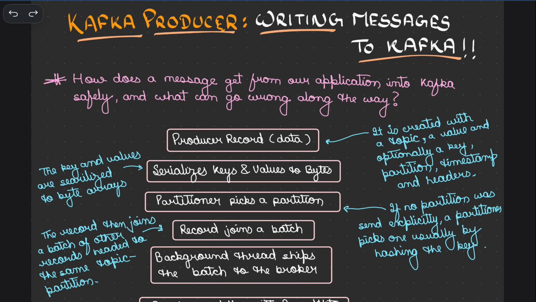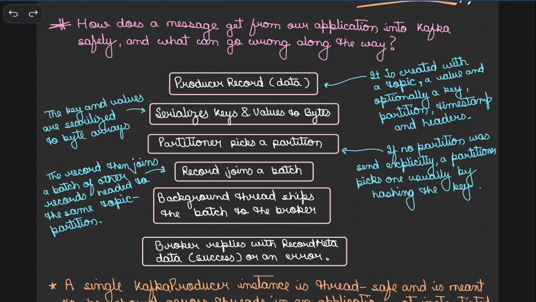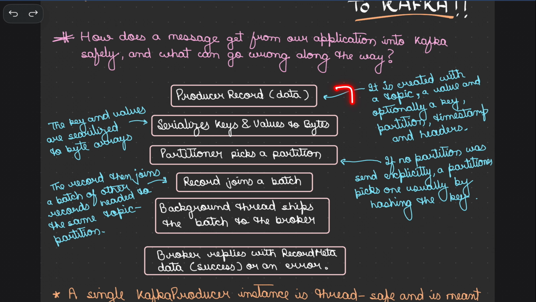Okay, so the first question is, how does a message get from our application into Kafka safely, and what can go wrong along the way? How does the message travel to Kafka safely and to the consumers? What is the process? Let's explore one by one. This is the sequence Kafka follows. Going through all these steps may not make sense at the beginning, but I assure you that by the end of this, you'll get a clear picture of all these steps, and they will make sense. So just bear with me till the end.